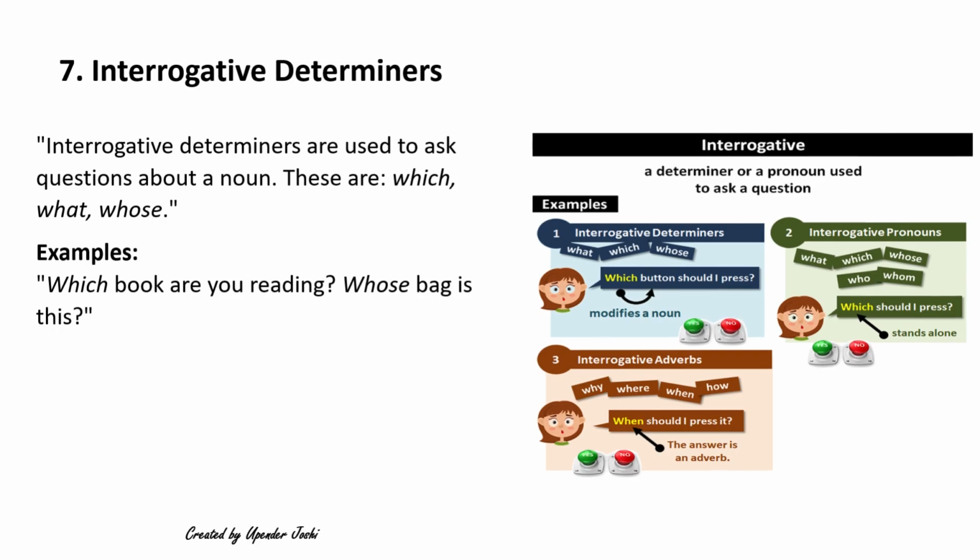Seventh type is called interrogatives. Interrogative determiners are used to ask questions about a noun. These are which, what, whose. Examples. Which book are you reading? Whose bag is this? Now it's your turn.